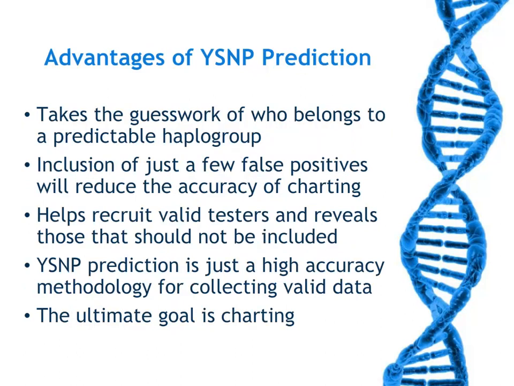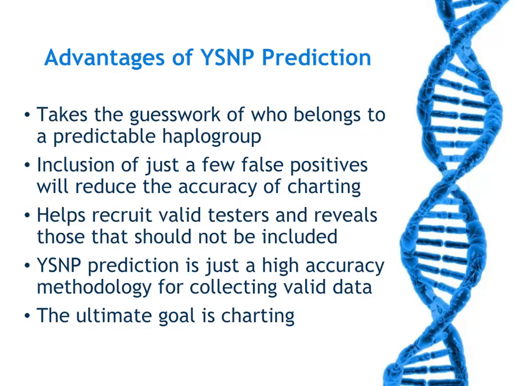What are the advantages of YSNP prediction? It takes the guesswork out of who belongs to a predictable haplogroup and who doesn't. Just the inclusion of a few false positives will reduce the accuracy of your charting, and that's your ultimate goal. It helps with creating valid testers and reveals those who should not be included in your analysis. YSNP prediction is just a high accuracy methodology for collecting valid data.